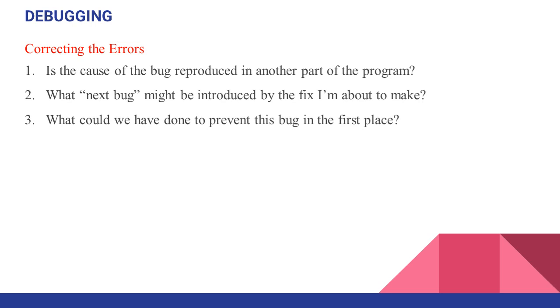What next bug might be introduced by the fix I am about to make? Before the correction is made, the source code should be evaluated to assess coupling of logic and data structures. If the correction is to be made in a highly coupled section of the program, special care must be taken when any change is made. What could we have done to prevent this bug in the first place?